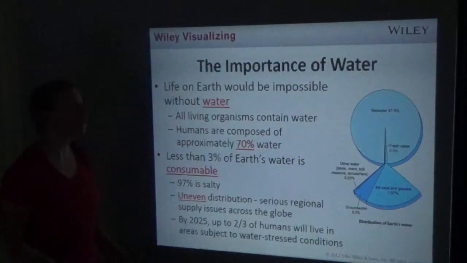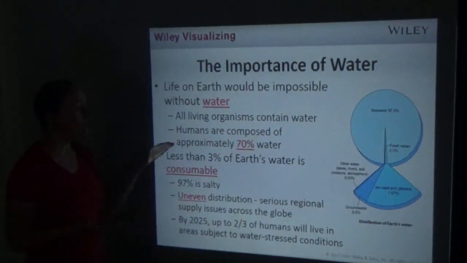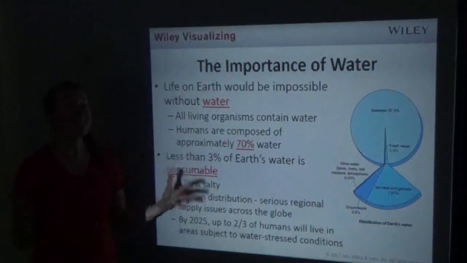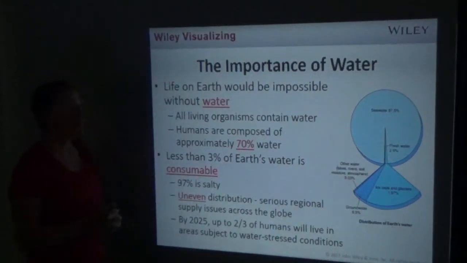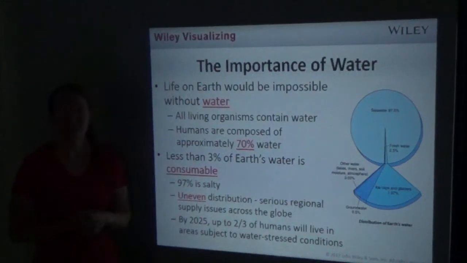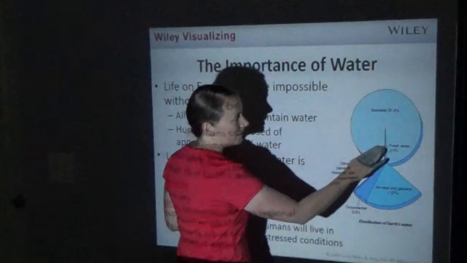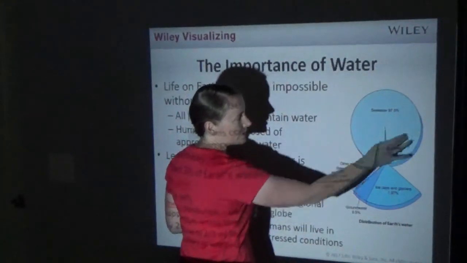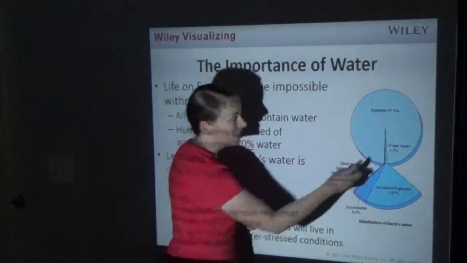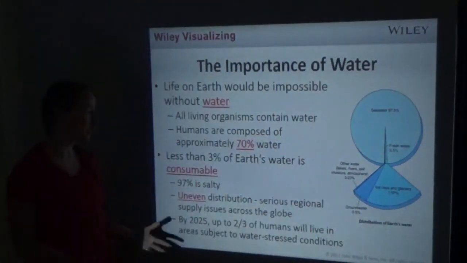So why is water so important? Well, life on Earth would be impossible without water. All living organisms contain water, and humans are composed of approximately 70% water. The problem is that we have a whole lot of water on Earth, but only about 3% of it is consumable. So if you look, here's all the Earth's water. This light blue portion is all the sea water that we can't consume, and this tiny little sliver is the fresh water, and that's what we can actually consume or drink.